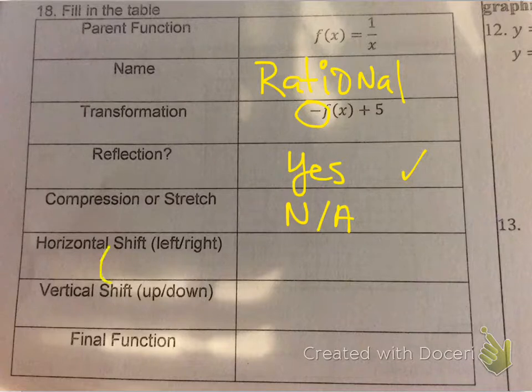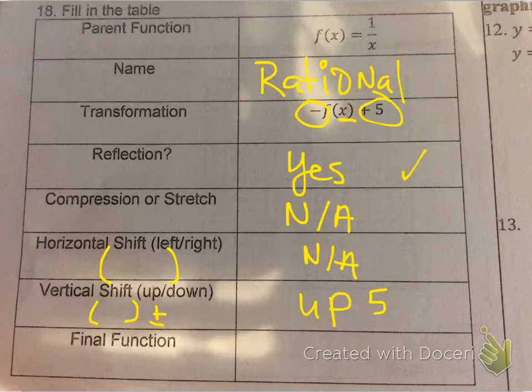Horizontal shift left or right. Again, those are the ones that are in parentheses. So there's nothing here in the parentheses. So again, nada. And then up or down, obviously this +5, that's outside the parentheses. When you have it up or down, that's outside the parentheses. This one would be up 5.